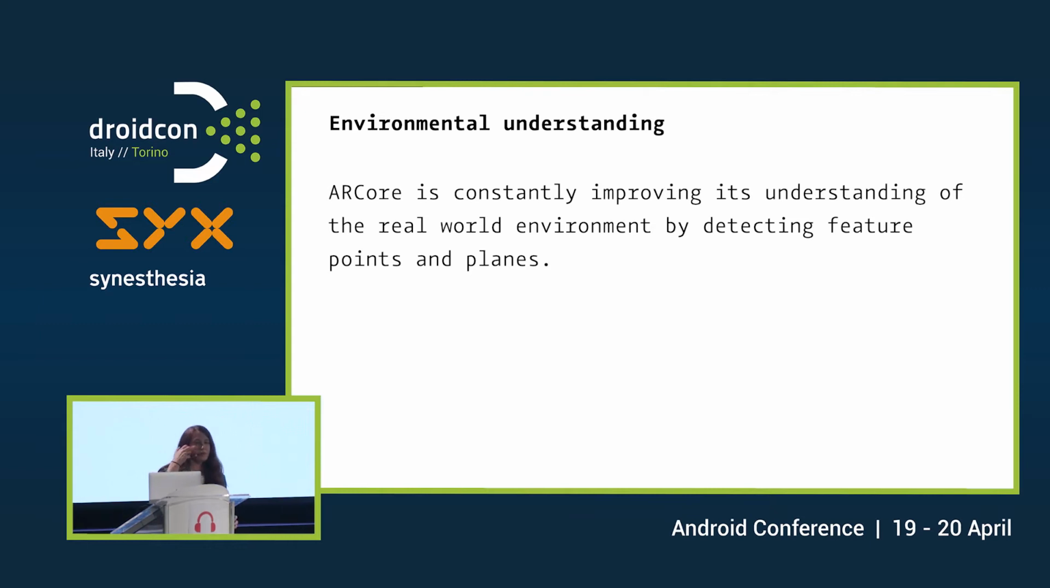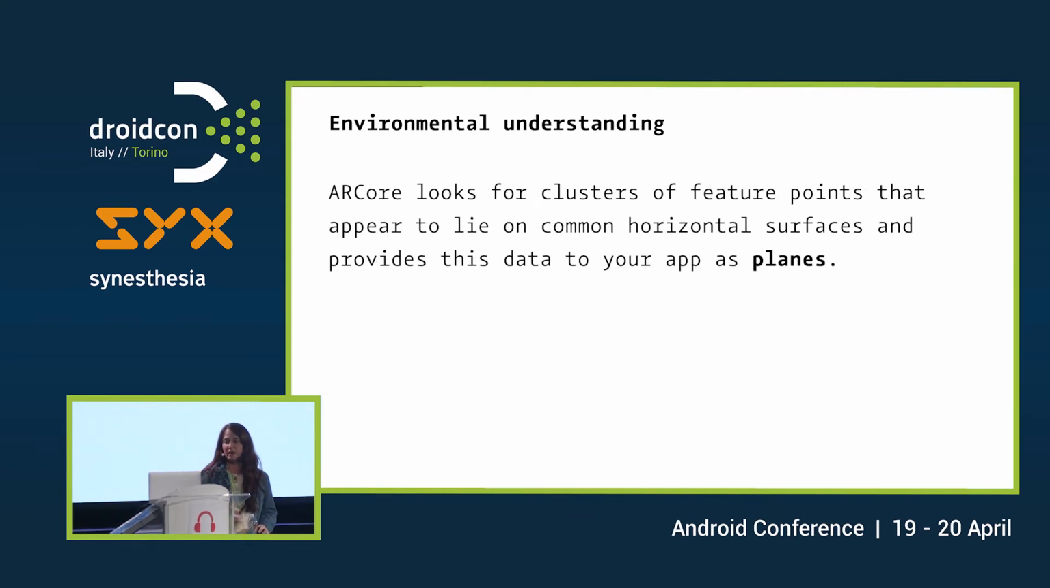So as long as the user remains in an AR session, ARCore is constantly improving its understanding of the real world around the device. It does this, number one, by continuously detecting feature points, like we've already seen. It also looks for clusters of feature points that appear together on the same horizontal surface, like a floor or a table. And when it finds a significant enough cluster of these points, it provides that data to your app as a plane. So ARCore is able to determine each plane's boundary, and it will make that information available to your app.